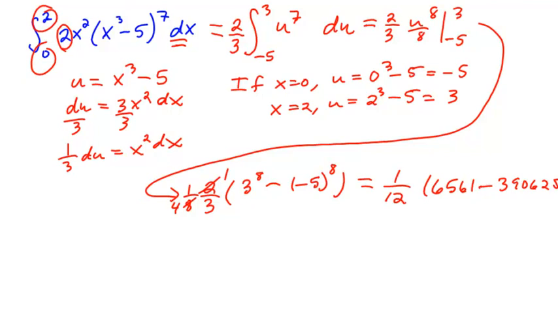Now, doing that subtraction, 6561 minus 390,625 gives us -384,064, dividing by 12. It doesn't come out even, but it gives us a number that we can write down here, -32,005 and 1/3. So that's 0.3 repeating there. That's probably good enough for our answer here, though it is a mixed number.